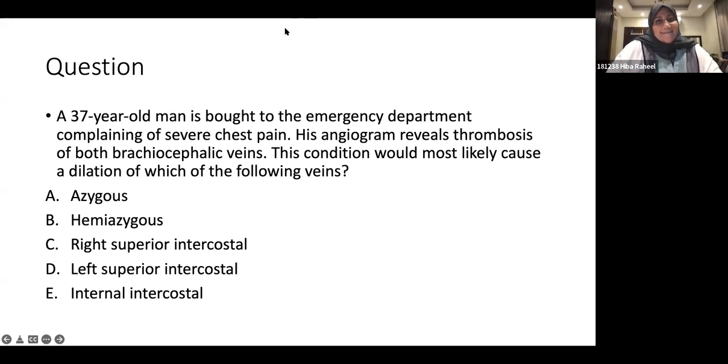Go ahead. Okay, my bad. So left superior intercostal vein is the answer. Why? It's because the left one drains into the brachiocephalic vein.